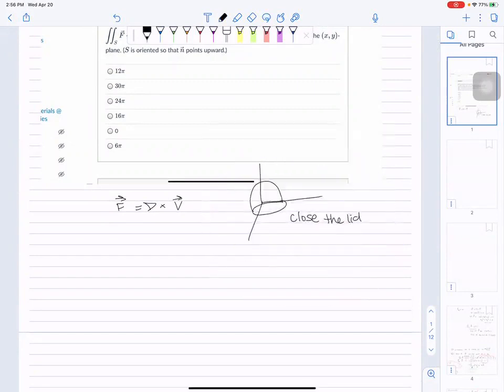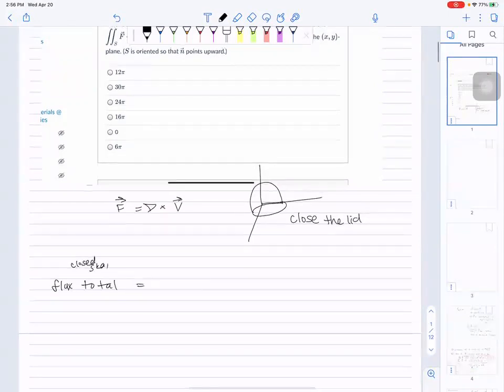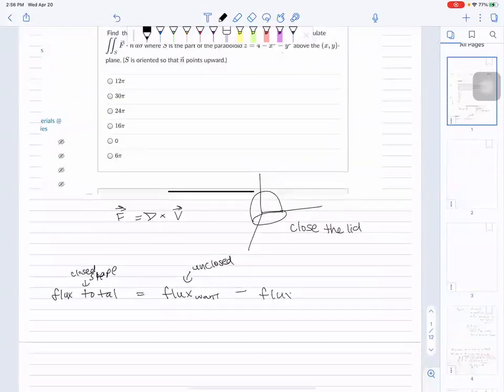According to our formula, the flux total, the closed shape, is going to equal the flux of what we want, which is the unclosed part, plus or minus the flux of the lid, which is our supposedly nicer shape.